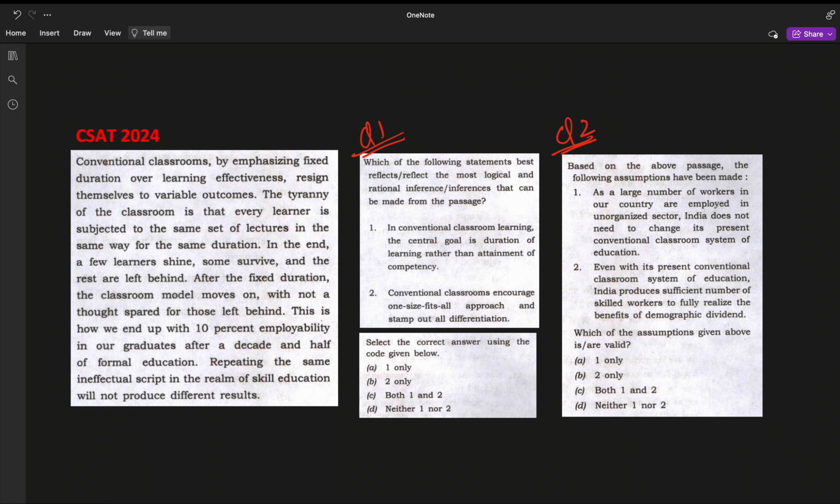Fine. Anyone who wants to solve it on their own can pause the video and solve it, and later on can check with me the tricks to eliminate the options. Fine. So here the passage goes.